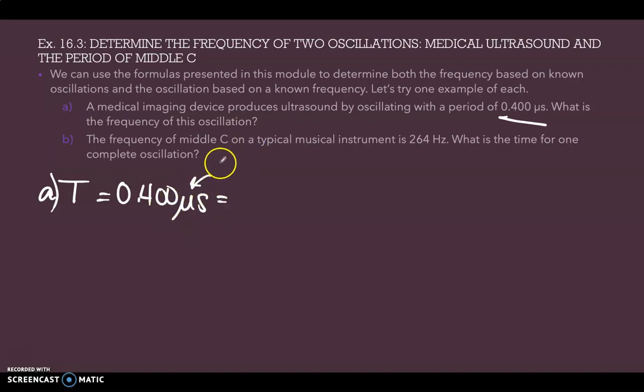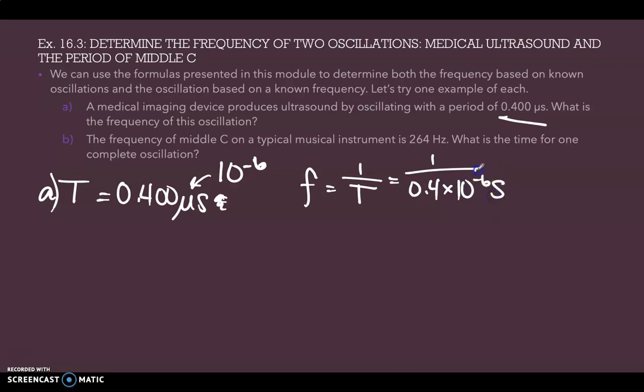This mu here indicates 10 to the negative 6, so that would be a microsecond. We can note that for a second here. We want to know the frequency of this oscillation. We just learned that frequency is equal to 1 over the period, so I can plug that in. 1 over the period is 1 over 0.4 times 10 to the negative 6 seconds.